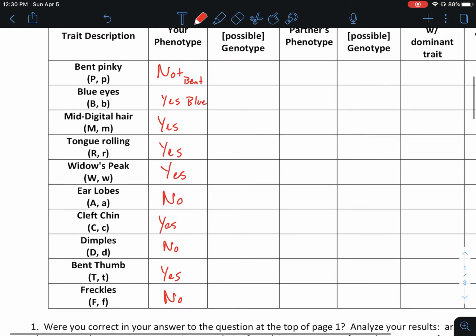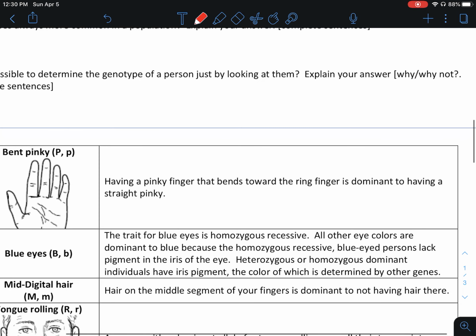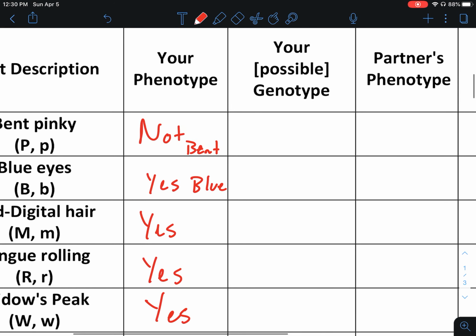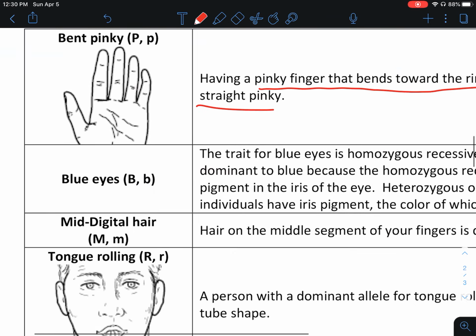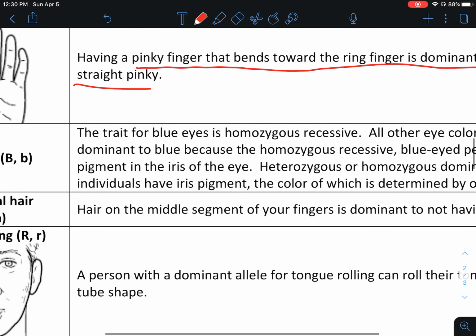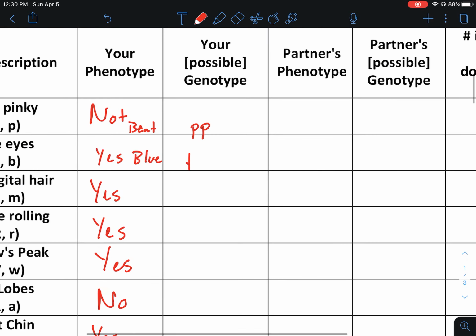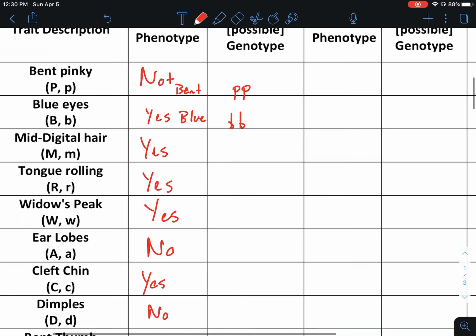Now you then have to figure out your genotype. So I said no to bent pinky. That means if having a bent pinky that bends towards the ring finger is dominant rather than having a straight pinky, and I have a straight pinky, I show the recessive trait. So I have lowercase p, lowercase p. Blue eyes: the trait for blue eyes is homozygous recessive, so it's little b, little b.